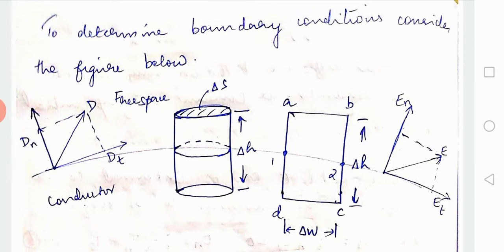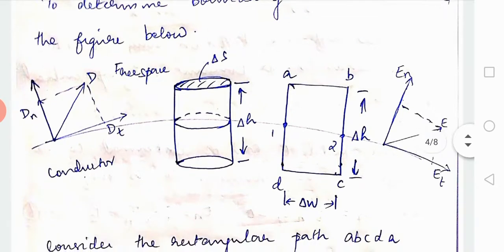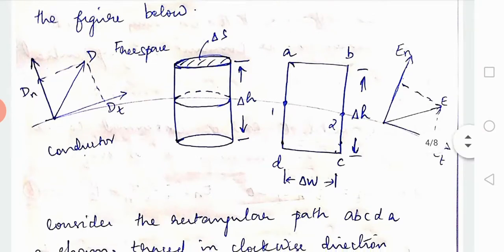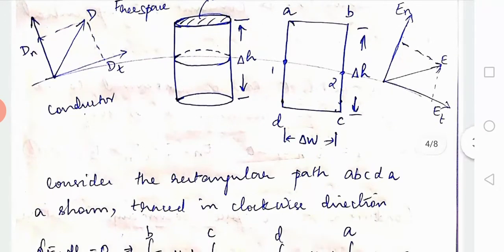In the rectangular path, it is ABCD, marked in the clockwise direction. Height is delta h, width is delta w, and E is resolved into Et and En. In the case of the pillbox, it has a height delta h, surface area is delta s, and D is resolved into Dn and Dt. The lower part is considered as conductor and the upper part is considered as free space.